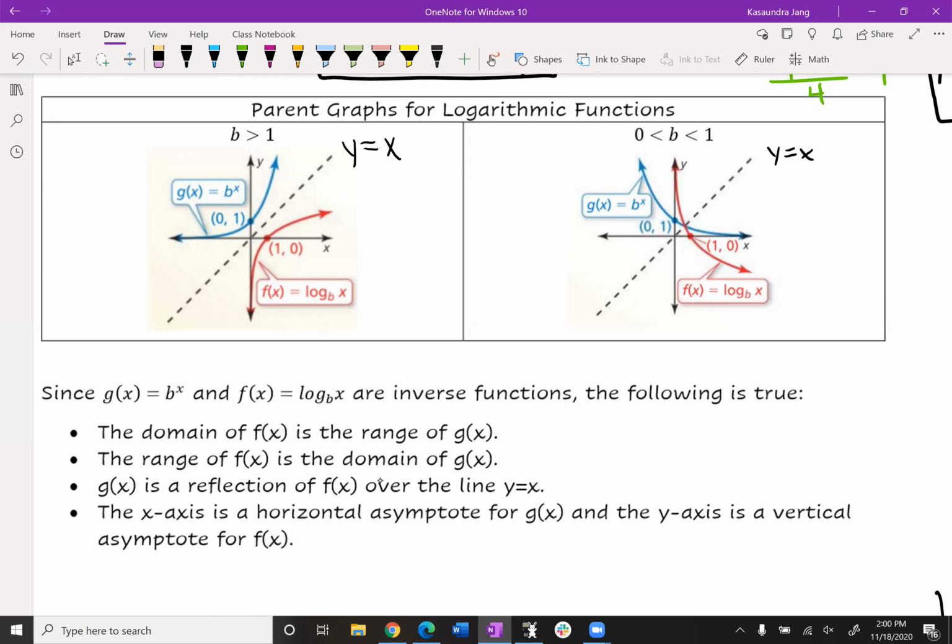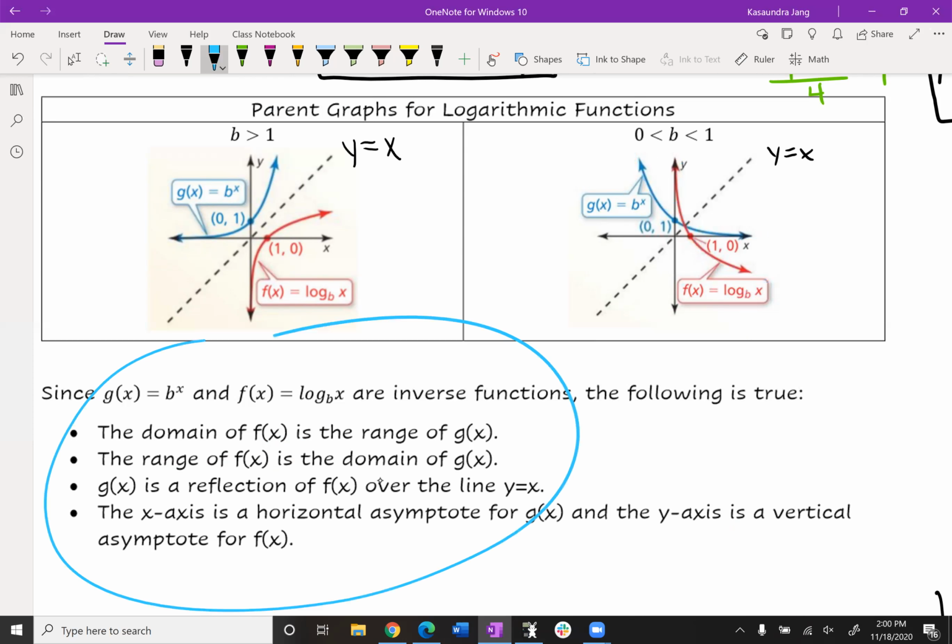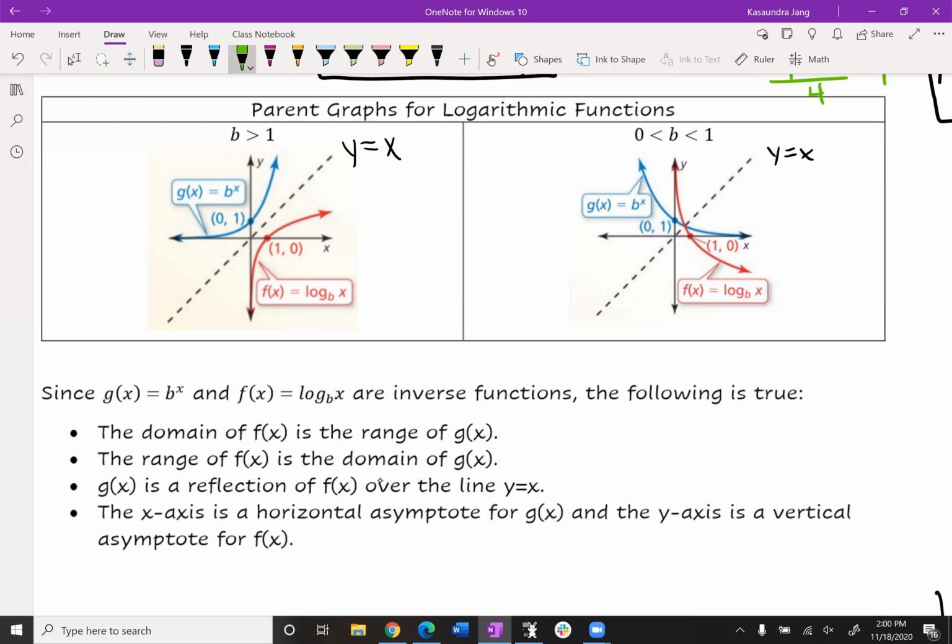Okay, so let's look at the key features here. The domain of your f of x is the range of your g of x. Think about this for a sec. If I swap x's and y's, the x's are all the domain and the range are all the y's. So if I swapped my x's and y's, I pretty much swapped my domain and range on the graph. So that's going on with both of those.